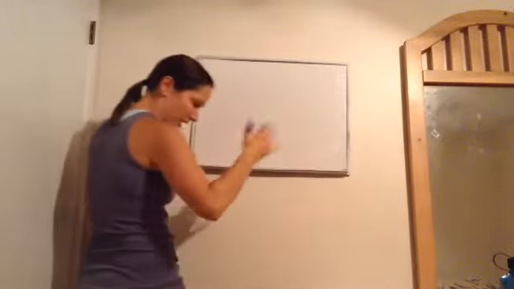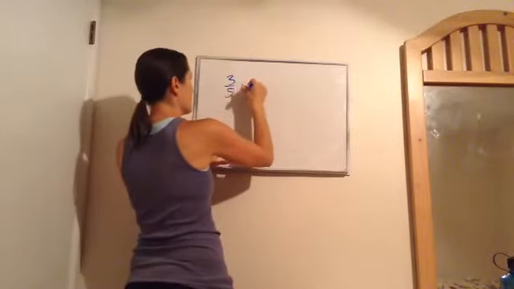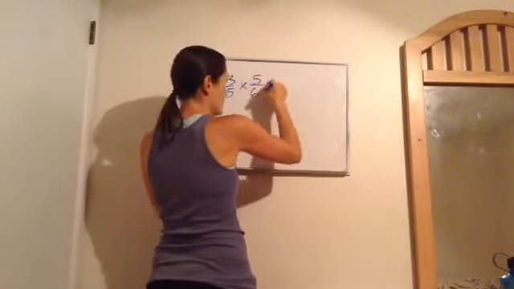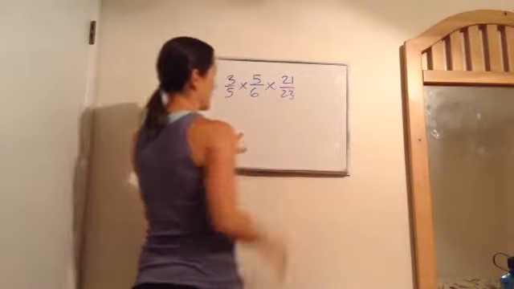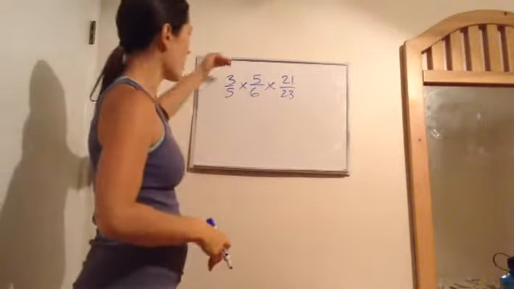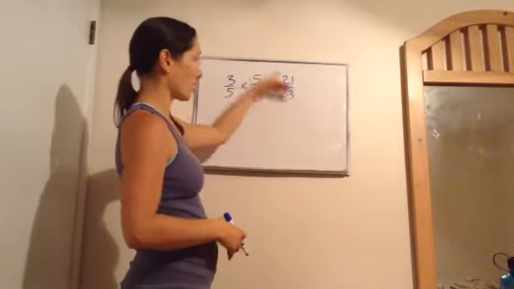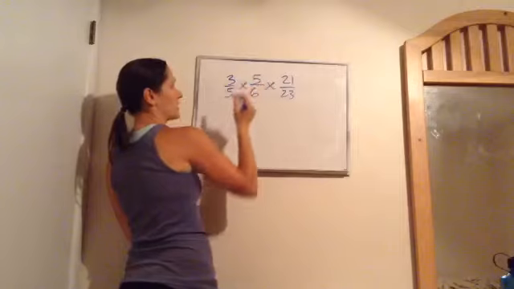Let's do one that has multiple cancellations. For example, 3/5 times 5/6 times 21 over 23. Now, any top can cancel out with any bottom. So the first one I see is this 5 and this 5.